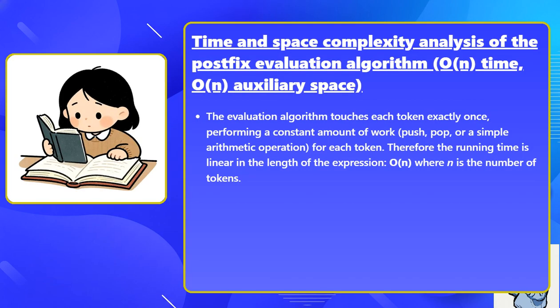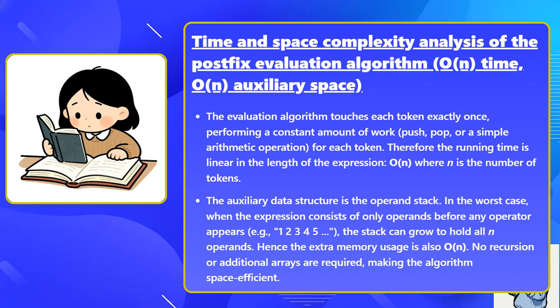The evaluation algorithm touches each token exactly once, performing a constant amount of work, push, pop, or a simple arithmetic operation for each token. Therefore, the running time is linear in the length of the expression, big O of n, where n is the number of tokens.